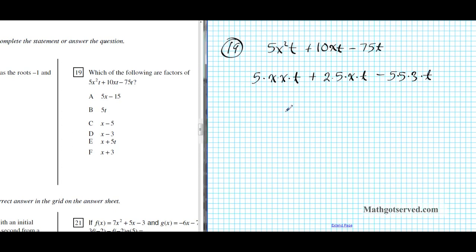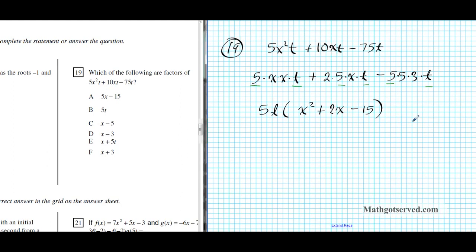So the question is, what's common in all three terms? We have 5 common, so we can factor that out. Take out 5, and then we can also take out t. t is common in all three. So we see that 5t is a factor. We're going to be left with x squared plus 2x minus 15.